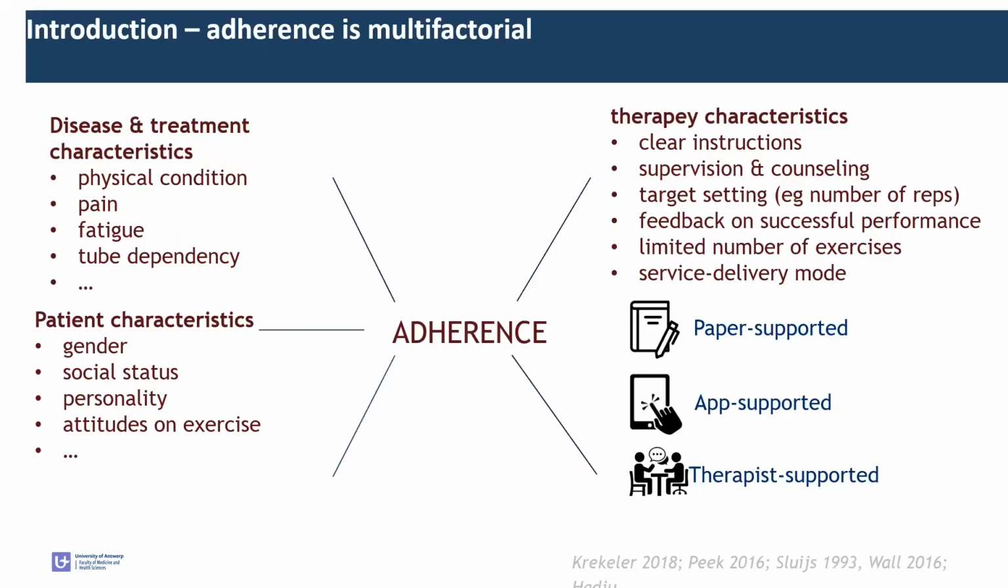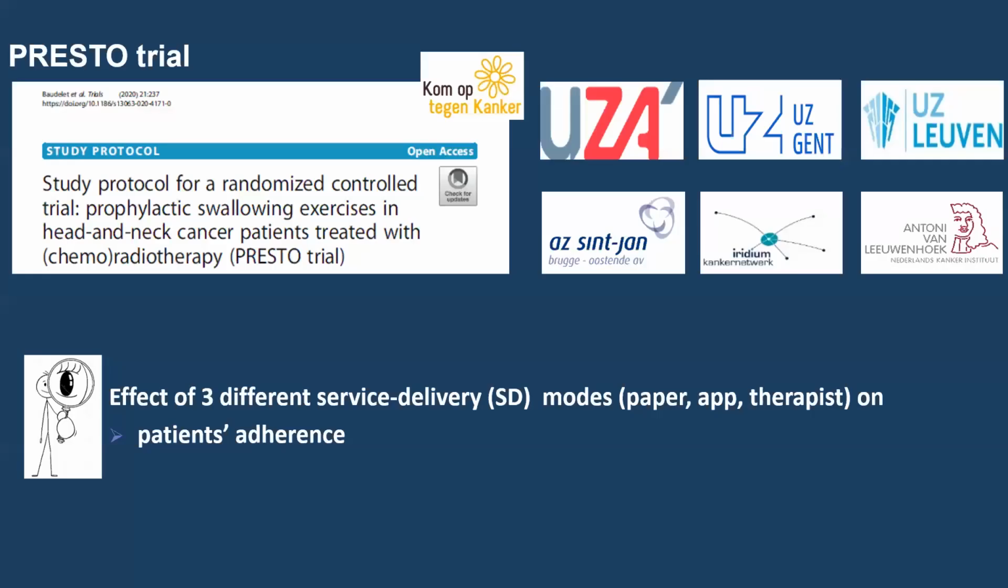Now, one more thing I want to draw your attention to is adherence. Adherence is something multifactorial. It depends on the disease itself, on the treatment characteristics, on the patient characteristics, but it also depends on the therapy characteristics, so what you are offering the patient. And what I'm going to show you is something completely different. These are the results of a study that we recently conducted in patients with head and neck cancer that are treated with chemoradiotherapy.